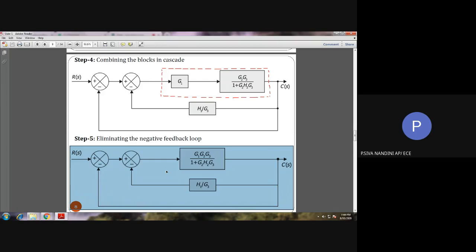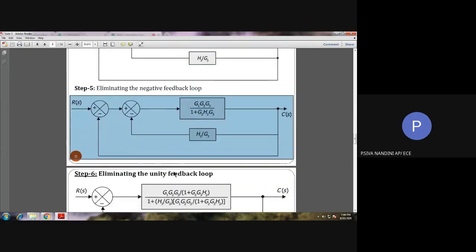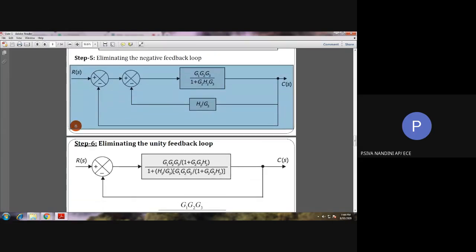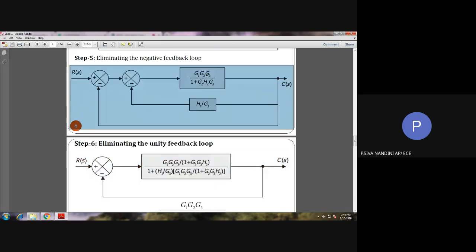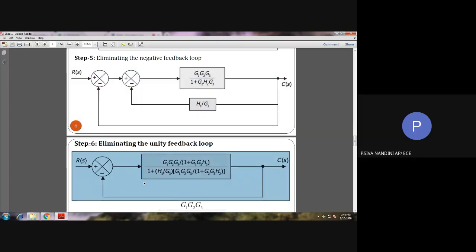So here we are having this block diagram in step number 5. Here if you see we are having a negative feedback loop. So this negative feedback loop can be reduced as per the formula. So what is the formula for reducing the negative feedback loop? G by 1 plus GH. So instead of G here we are having this term, and instead of H we are having H1 by G3. Here in step number 6, simply instead of G this block is substituted and instead of H this block is substituted, and the block containing the equation is given.